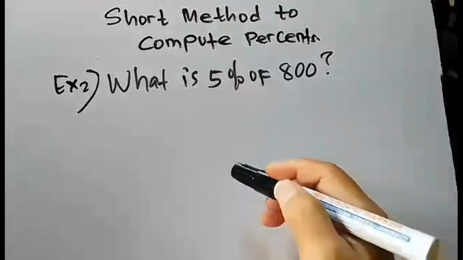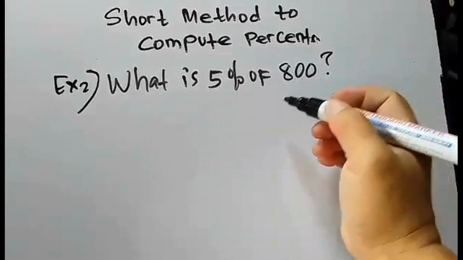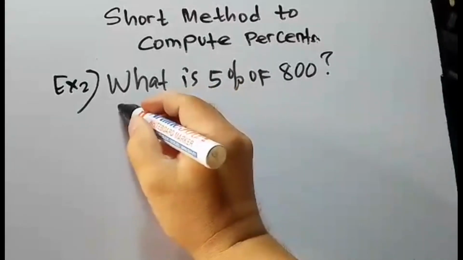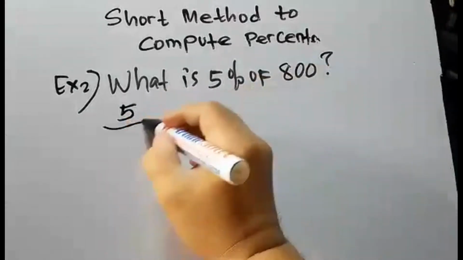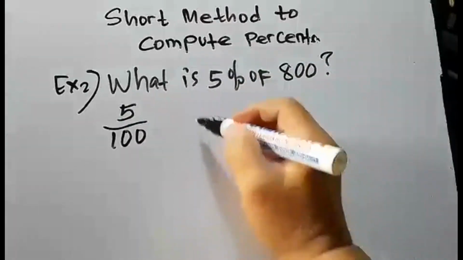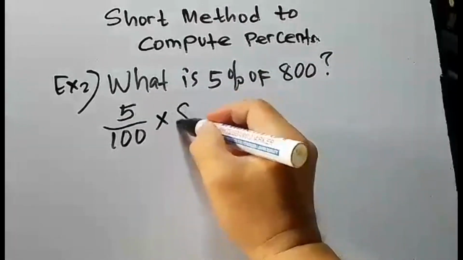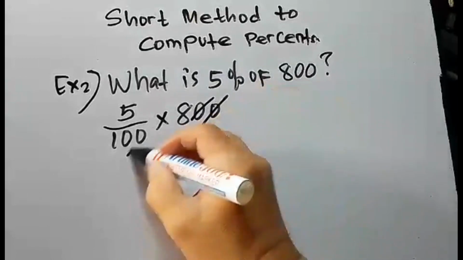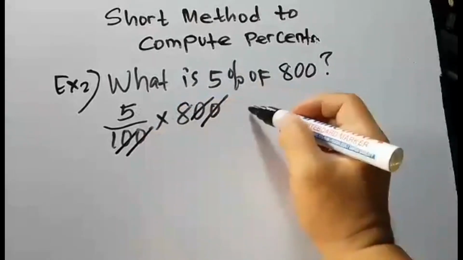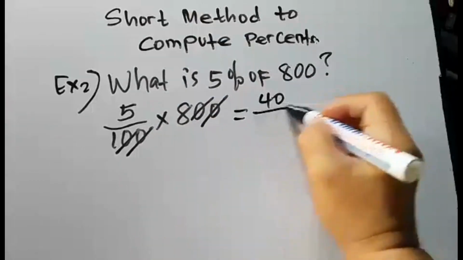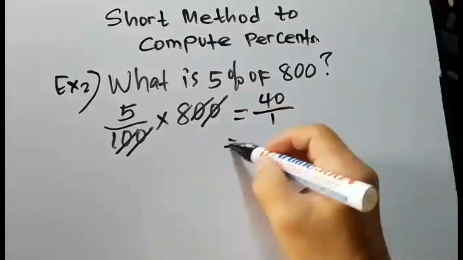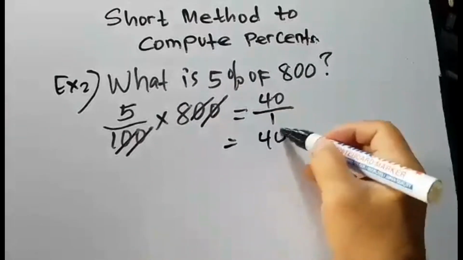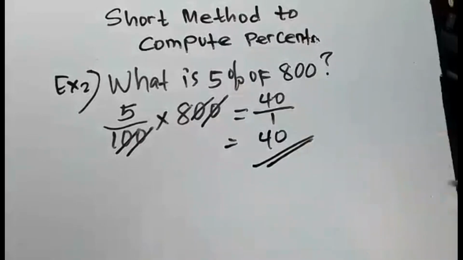Example number 2. What is 5% of 800? So, same procedure. Solution: 5% per 100 multiply, then 800. So, cancel. Dalawang 0 cancel, dalawa din dito 0. So, 5 times 8 ay 40 over 1. So, 40 divide 1 ay 40. This is the answer, 40.